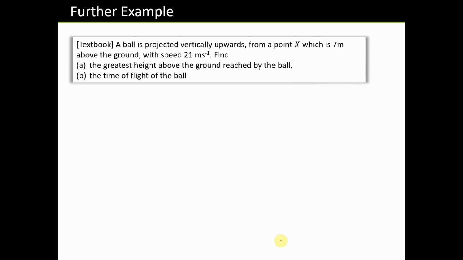This next example: a ball is projected vertically upwards from a point which is 7 meters above the ground with a speed of 21 meters per second. So first of all, let's just get a quick diagram drawn for this, and this is the first thing you should do with all these questions. So we've got our ball here. It's being projected upwards, and when it does that, it's going to move back down like so. Just imagine you throwing a ball. It's going to form a nice quadratic and then return to the ground.